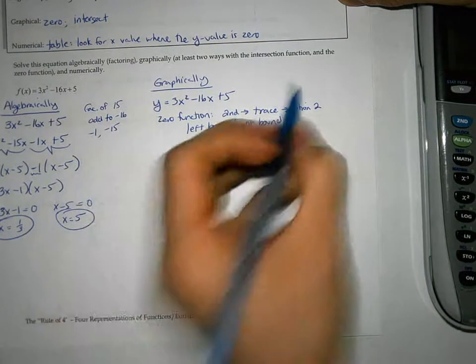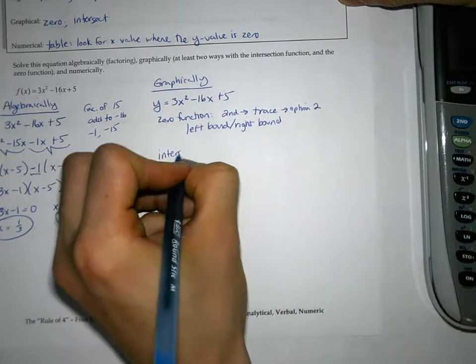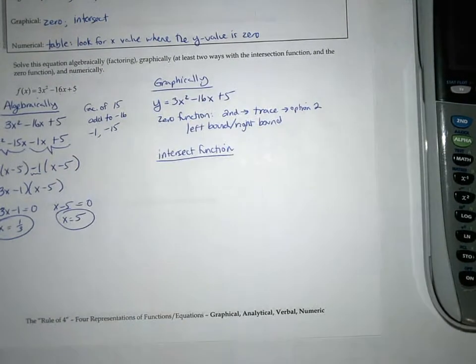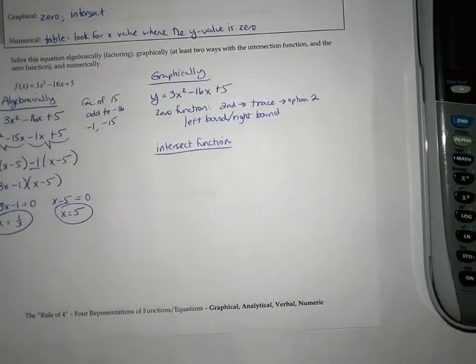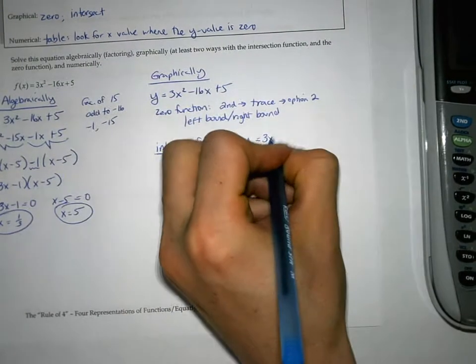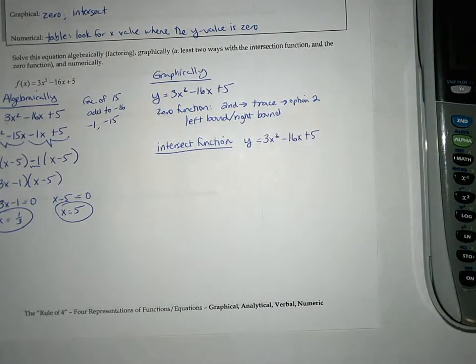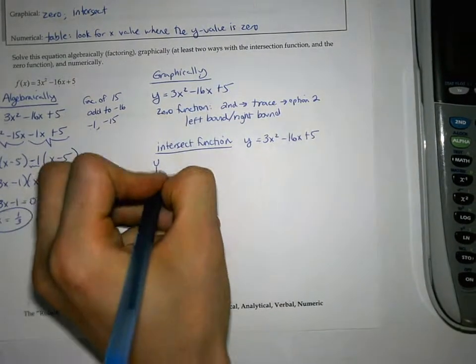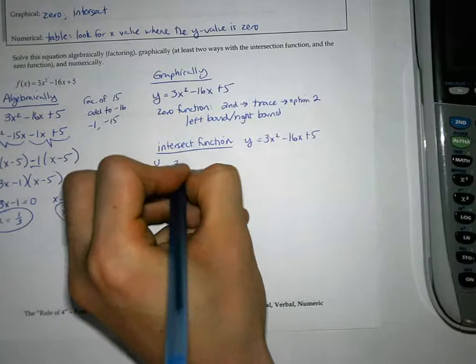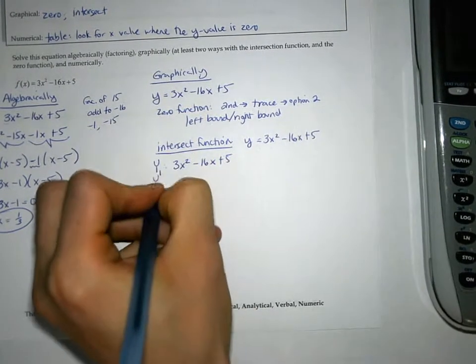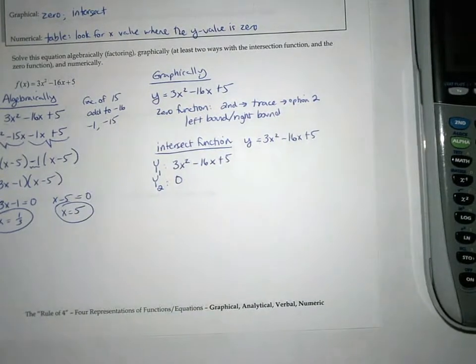The second way we can do this is with the intersect function. And the intersect function takes two functions and figures out where they intersect. So if my given function is 3x squared minus 16x plus 5, I need to come up with two functions that would intersect. So one example of this would be y1 that I plug in would be 3x squared minus 16x plus 5. And then maybe y2 would be 0.